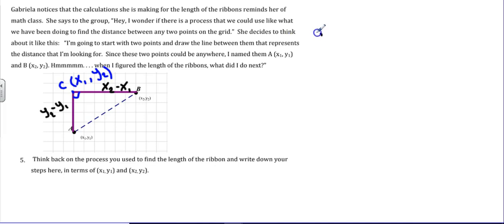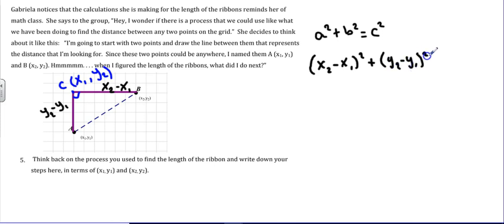All right, our next step was to take the Pythagorean theorem, a squared plus b squared equals c squared. For a, I'm going to substitute in the horizontal leg expression, so (x sub 2 minus x sub 1) squared, and then plus (y sub 2 minus y sub 1) squared, and that equals, let's call it d this time, because we want the distance between points A and B. So this is d squared.